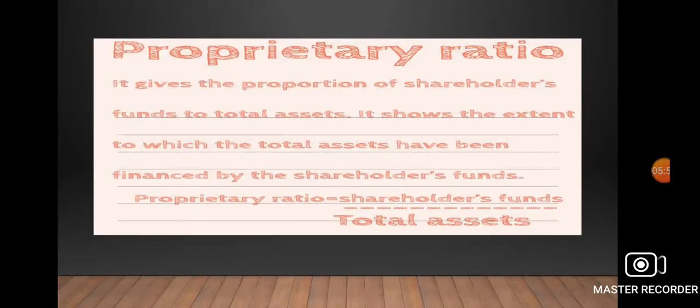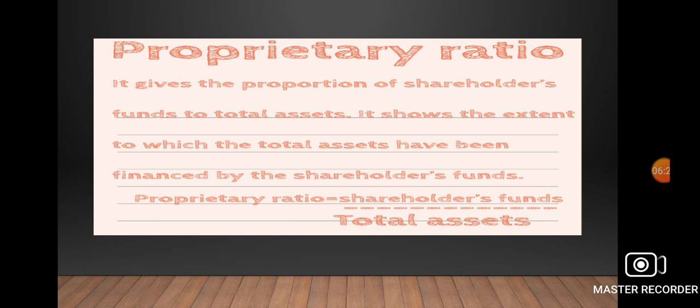Then the next ratio, proprietary ratio, is another long-term solvency ratio. The first one is debt equity ratio, the second one proprietary ratio. Proprietary ratio gives the proportion of shareholders funds to total assets. It shows the extent to which the total assets have been financed by the shareholders funds.